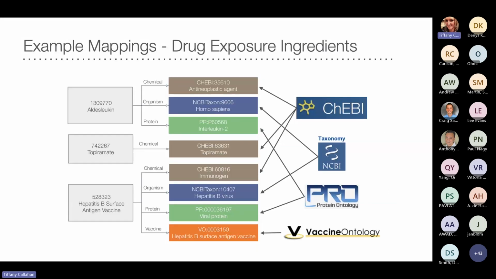Drug exposure ingredient concepts were mapped to four OBO ontologies. So chemicals were mapped to ChEBI, organisms were mapped to the NCBI taxon, proteins were mapped to the protein ontology, and vaccines were mapped to the vaccine ontology. OMOP concepts were mapped only to those sets of ontologies among this list that made sense, which is nicely demonstrated by the three examples on this slide. So for example, Aldesleukin is mapped to three ontology concepts. It's a human antineoplastic agent that involves the protein interleukin-2.